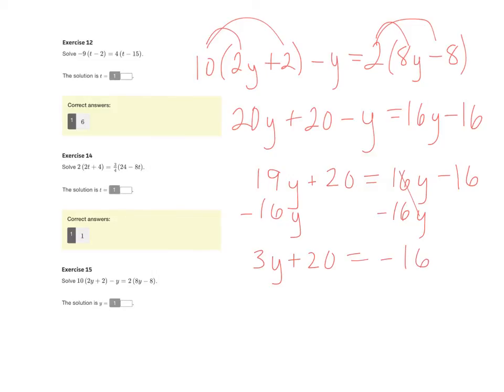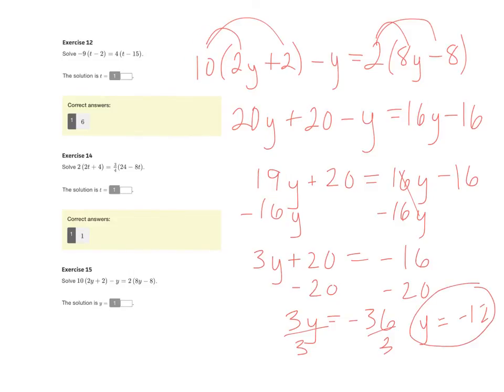Now I'm going to get rid of that plus 20. Minus 20 from both sides. That gives me 3y is equal to negative 36. Last step, instead of multiplying by 3, I'm going to divide by 3 on both sides. y is equal to negative 12. Let's see what's left.